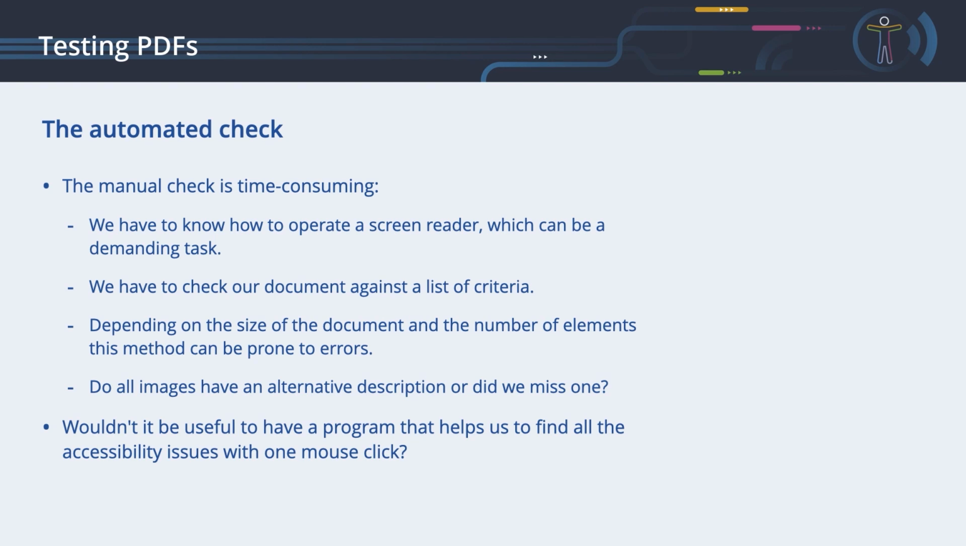The manual check is time-consuming. First, we have to know how to operate a screen reader, which can be a demanding task. We have to check our document against a list of criteria. Depending on the size of the document and the number of elements, this method can be prone to errors. Do all images have an alternative description, or did we miss one? Wouldn't it be useful to have a program that helps us to find all the accessibility issues with one mouse click? The Adobe Acrobat program offers us this. Let's see how it works.